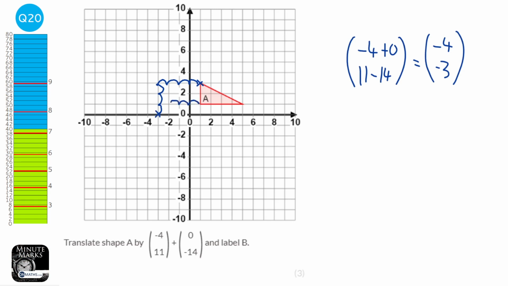So 1, 2, 3, 4. 1, 2, 3. 1, 2, 3, 4, 1, 2, 3. And when we've done that, we can join them all up with straight lines. And label the new shape B.